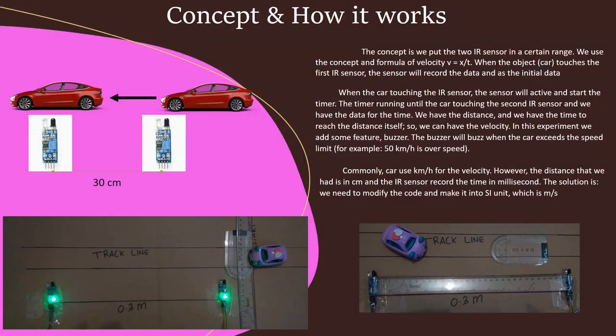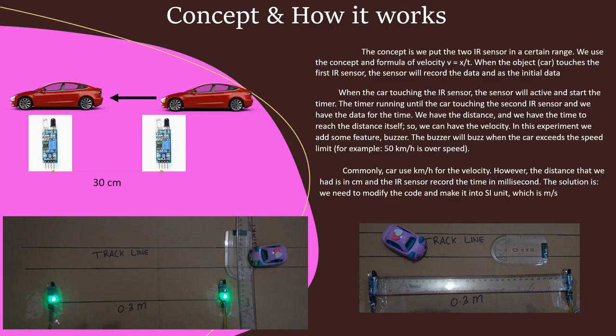In this project, I will use the IR sensor, and I will also use the concept and formula of velocity, which is V equal to x over t. The x, or the distance, is 30 centimeter, which will be used in this project, and then the time is what we are going to measure, which uses the IR sensor.